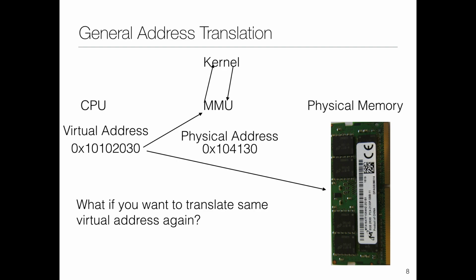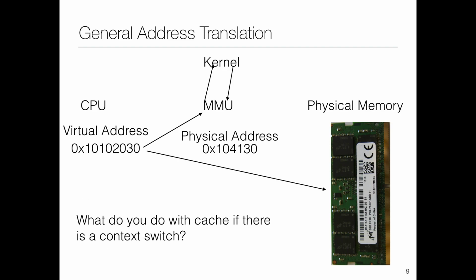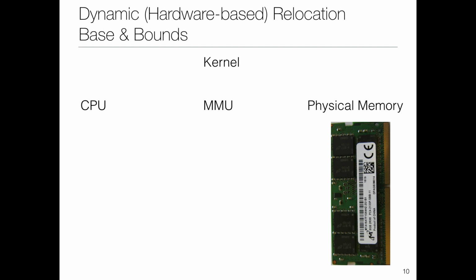So this is a cache. I asked you the same question yesterday. Okay, what if you want to translate this? So I want to ask the MMU for the same address again. First to the cache, then to the MMU. So the cache is going to respond with this answer. If there is a context switch, the cache has to be removed. One of the ways to do this is to empty the cache.